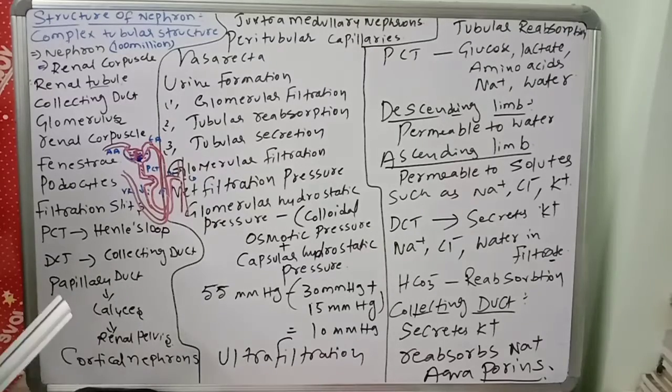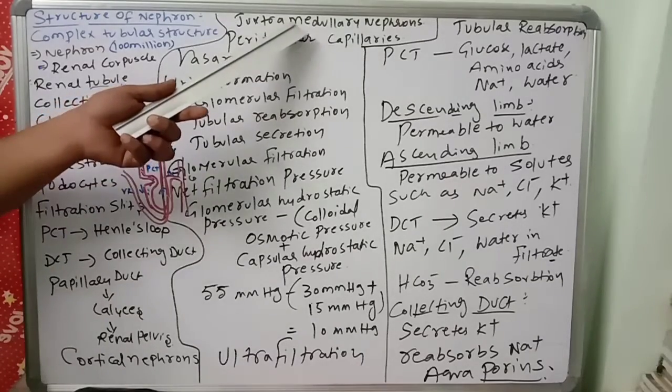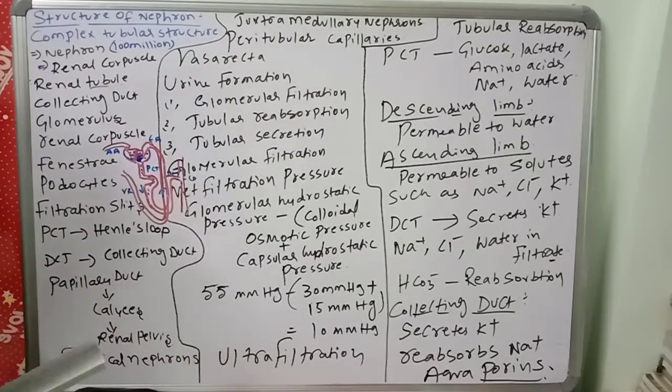In the majority of nephrons, the loop of Henle is very short and extends only a very little part into the medullary region. These are called cortical nephrons, where the loop of Henle lies only a little in the cortex region.